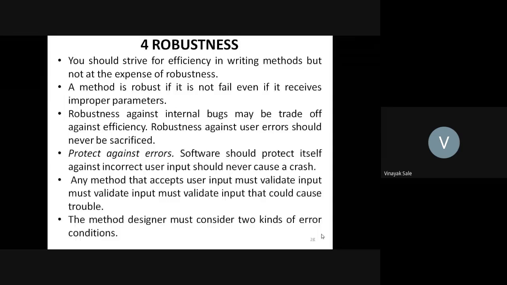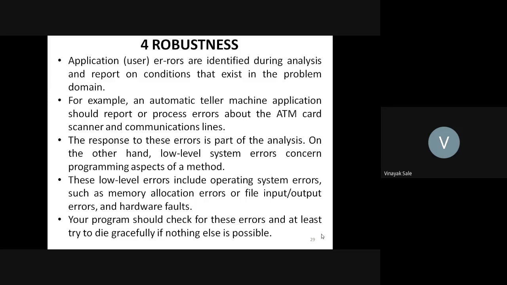The method designer must consider two kinds of error conditions. First, user errors are identified during analysis and report on conditions that exist in the problem domain. For example, an ATM application should report or process errors about the ATM card, scanner, and communication lines. The response to these errors is part of analysis.